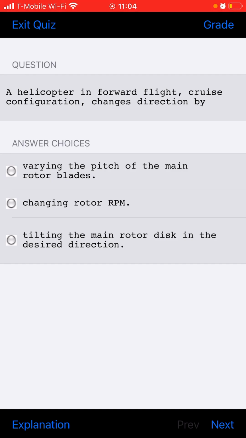If a single rotor helicopter is in forward horizontal flight, the angle of attack of the advancing blade is less than the retreating blade. A helicopter in the forward flight cruise configuration changes direction by cyclic pitch, tilting the main rotor disc in the desired direction.